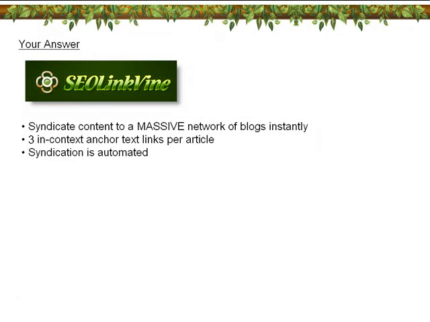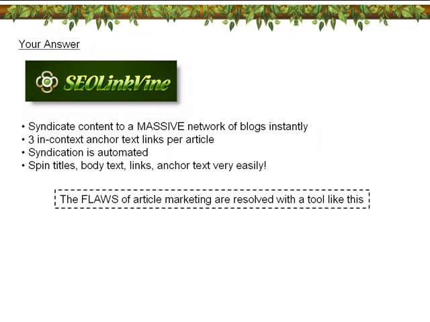Syndication is totally automated, so you don't have to go through the process of sending out articles and sending out your spun version of articles. As soon as you load an article into the system, specify what locations you want it to end up in, what categories, and then it's automatically sent out every single time a new blog shows up or a new site shows up, or a site that's already in the network specifies it wants content from that category. You can spin titles, body text, links, and anchor text super simply. So unlike some of the other article spinners out there, this one is cake. The flaws of article marketing are totally resolved with a tool like this.